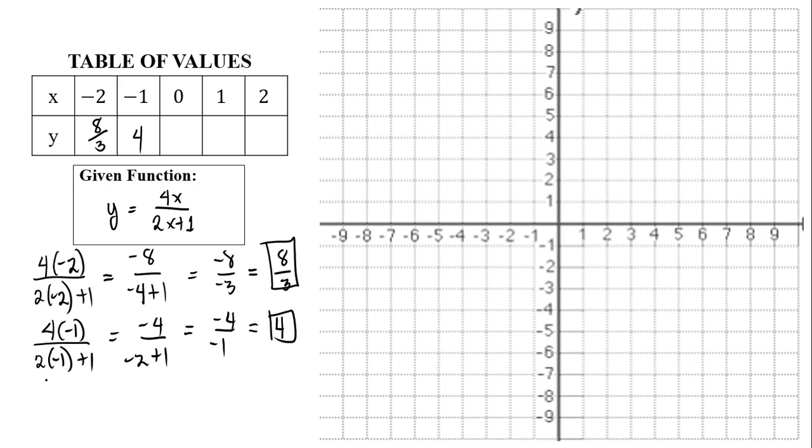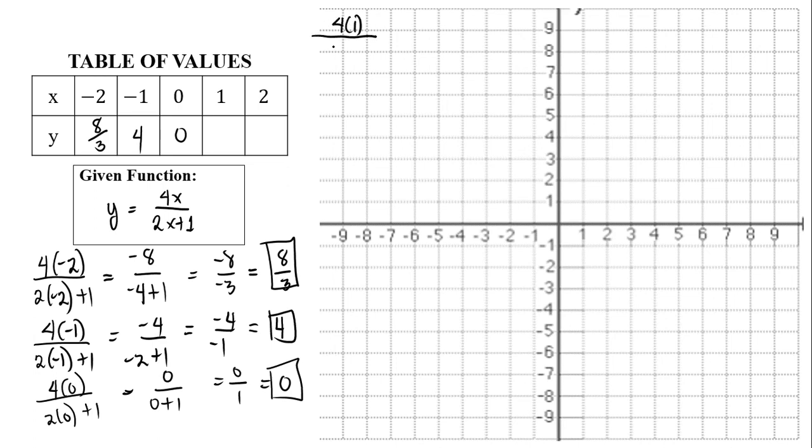Next, if the value of our x is 0, so that is 4 times 0 over 2 times 0 plus 1. So that is 0 over 0 plus 1. That is 0 over 1, and that is 0. Okay? Next, if the value of our x is 1, dito ko po isulat ha, pero erase ko po later. So we have to substitute 1 to the x of the equation. So that is 4 times 1 over 2 times 1 plus 1. So 4 times 1 is 4, 2 times 1 is 2 plus 1. So that is 4 over 3.